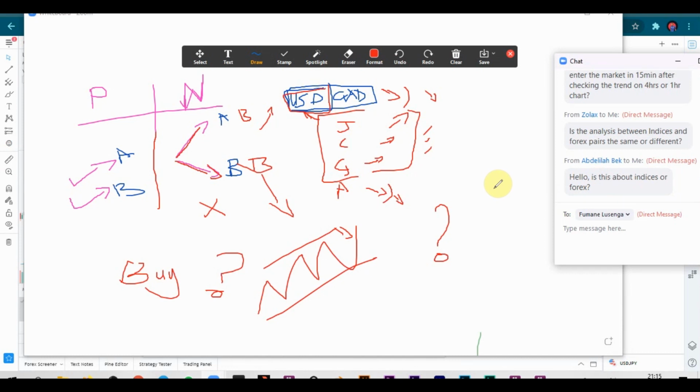Is this about indices or forex? This is about trading, ne? The reason I'm saying it's about trading is because it applies in every market.